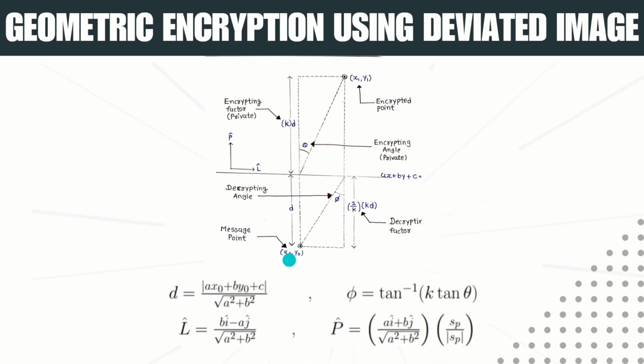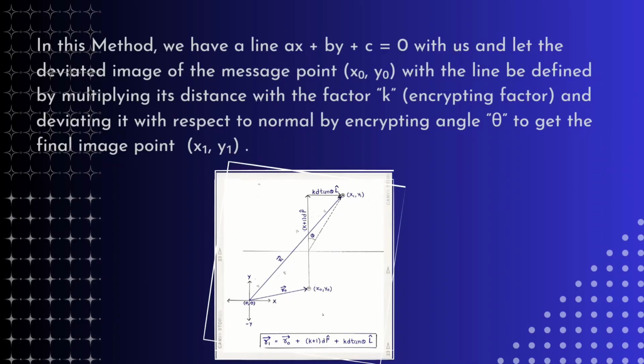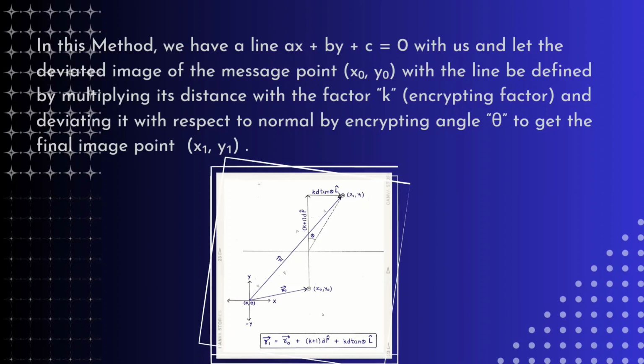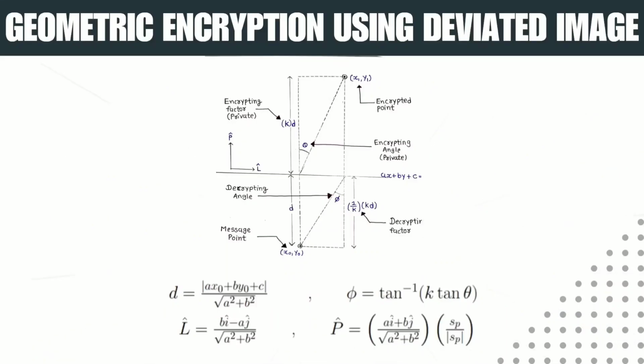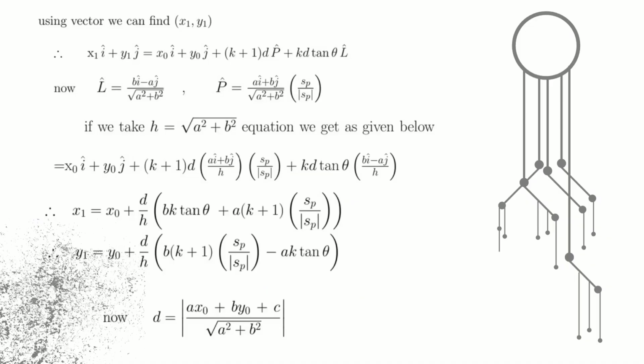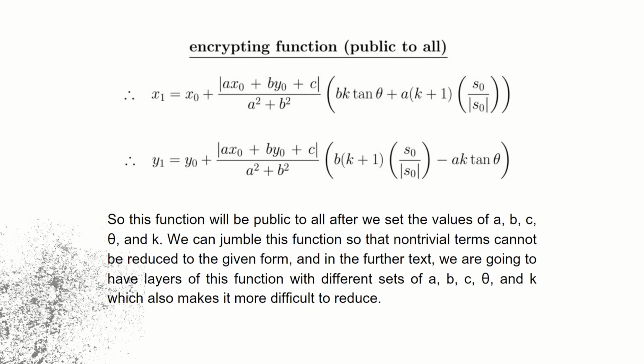What I'll do is, first of all, the receiver will have the pair a, b, c, k and theta, which would be private to it. No one would know the value of it. Now after using those values, he will design this encrypting function for all.